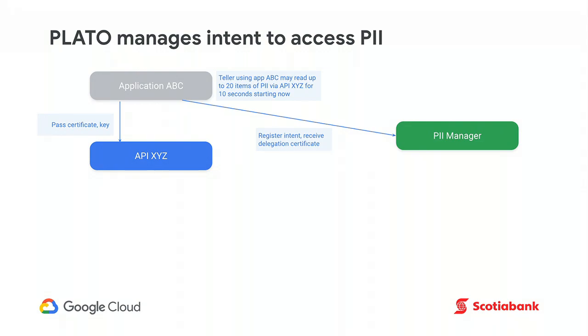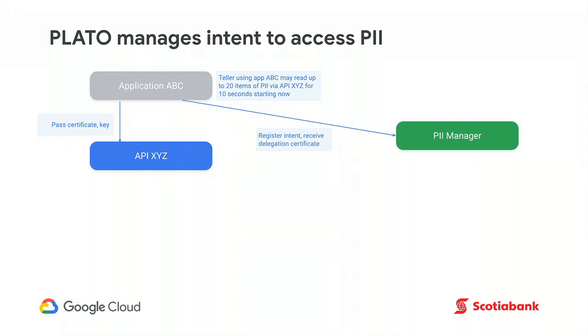Everything below is Plato. So you would ask the PII manager, and you would register the intent and say, okay, I'm going to click this button. I need to get this many records of PII in this time. So the PII manager looks and goes, yeah, that's a legit use case. This application is allowed to see Canadian data, and it's allowed to see up to 1,000 items at a time, so this is within that.